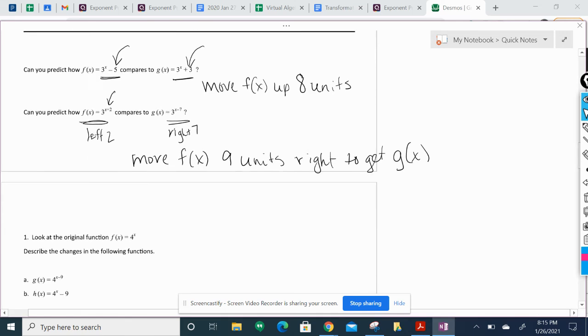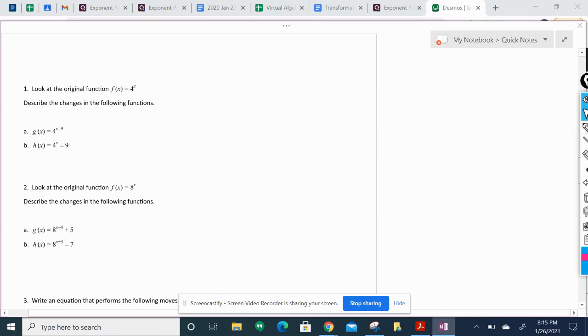All right, continuing. Now we're just going to use some of our thoughts. It says, look at our original function f of x equals 4 to the x, and then describe these changes. So all we're going to say is up, down, left, or right, and then how many units. On this first one, the 9 is trapped. That means left and right. And because he's trapped, he goes the opposite way we think he should go. So instead of going to the minus 9, he's going to the plus 9. So that would be right 9 units.